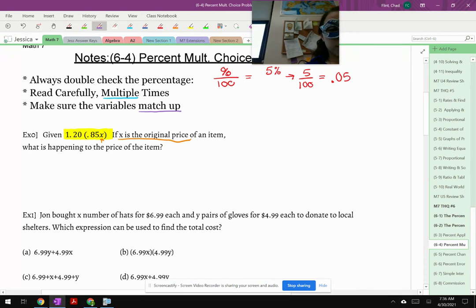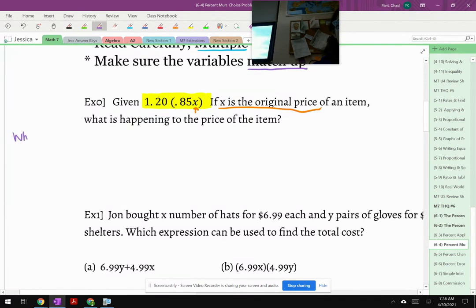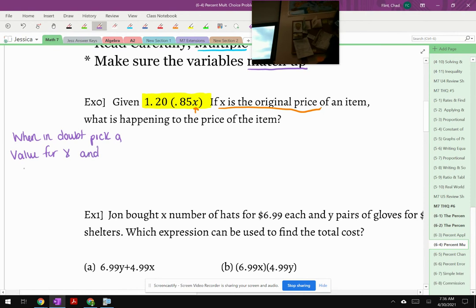So let's write some stuff down here. It's frozen. There we go. When in doubt, pick a value for x and plug it in the calc.